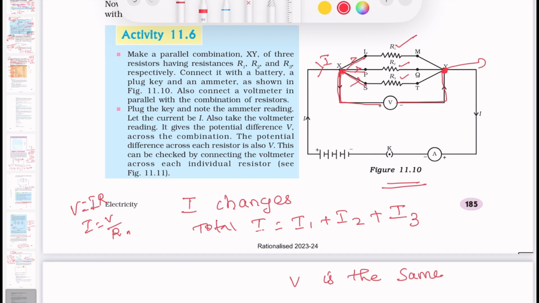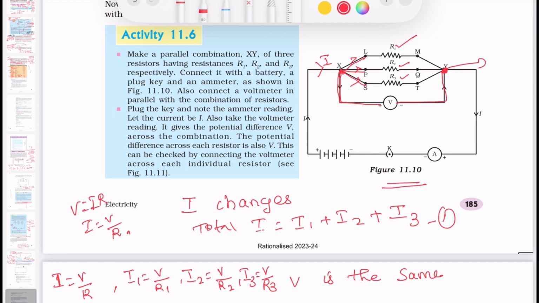By Ohm's law, in general, I is equal to V over R. Then I know how to find I1. I1 will be equal to V over R1. I2 is equal to V over R2. I3 is equal to V over R3. So when I substitute in this equation, the total current is equal to I1 plus I2 plus I3.